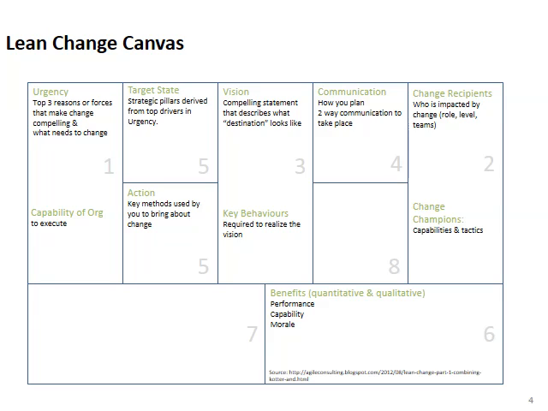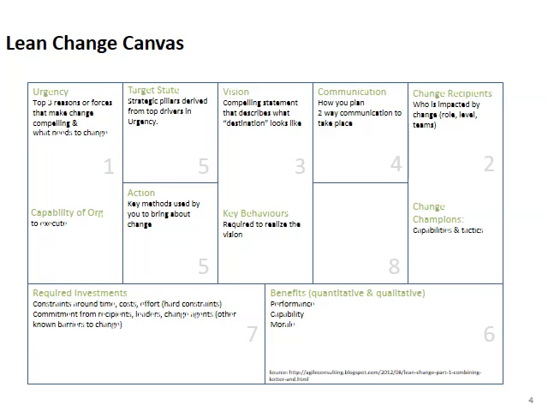Benefits. Quantitative and qualitative. Performance, capability, morale. Required investments. Constraints around time, costs, effort. These are hard constraints. Commitment from recipients, leaders, change agents. These are other known barriers to change. Success criteria. Change will stick when?